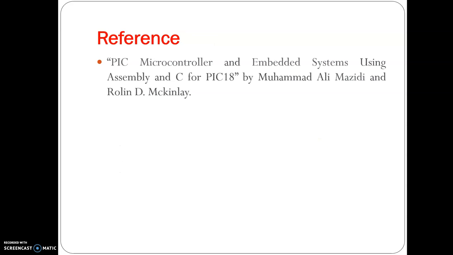For reference, I have taken this content from the book PIC Microcontroller and Embedded Systems Using Assembly and C for PIC18 by Mazidi and Rolin.